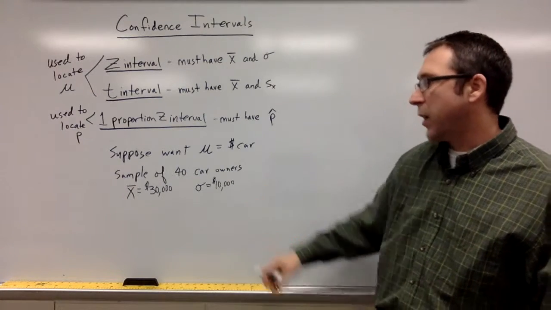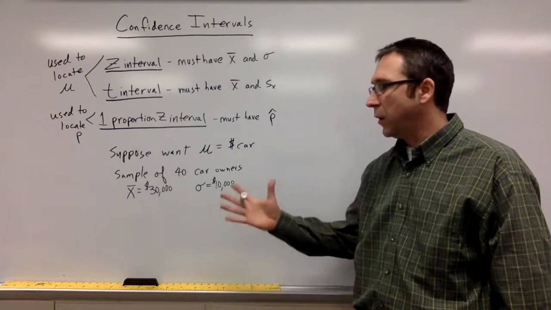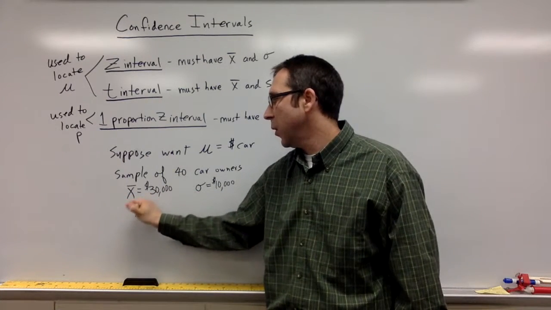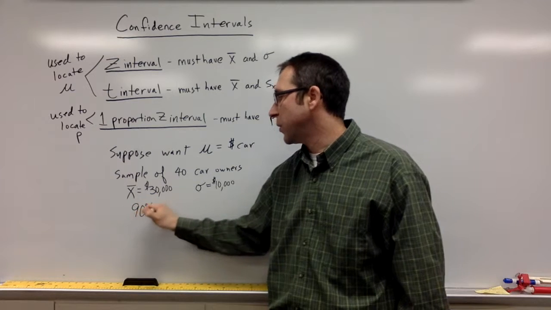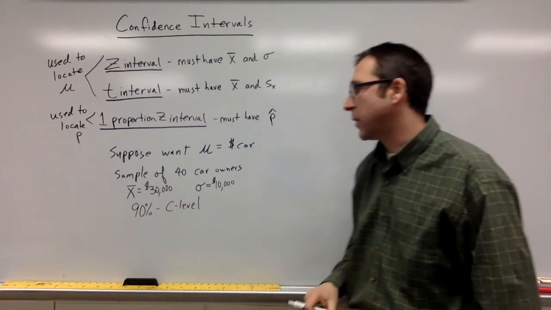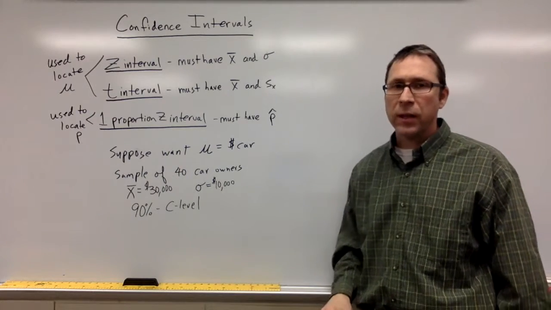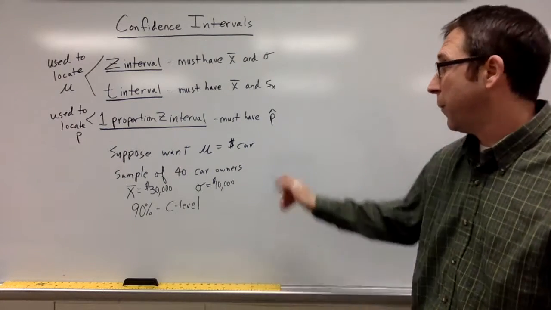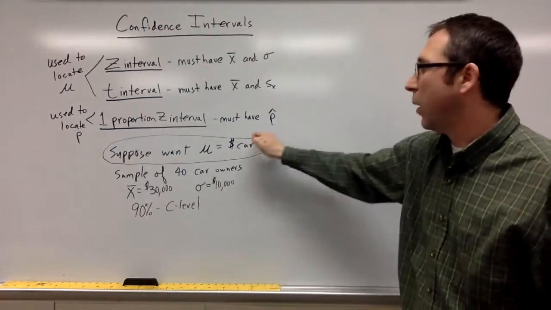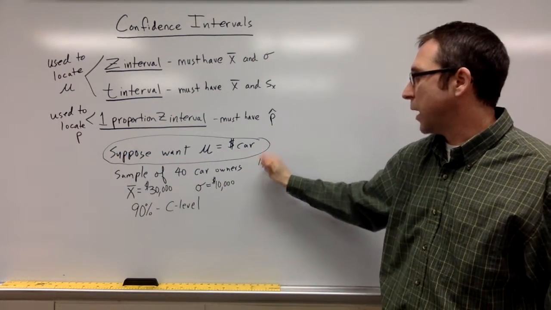With these ingredients right here, I can put together a confidence interval. The last thing I do need to know is what confidence level I want to use. And suppose I want to use a 90% confidence level. I can take all those ingredients there and actually build up a complete answer for where the true average might fall. It takes 3 steps.